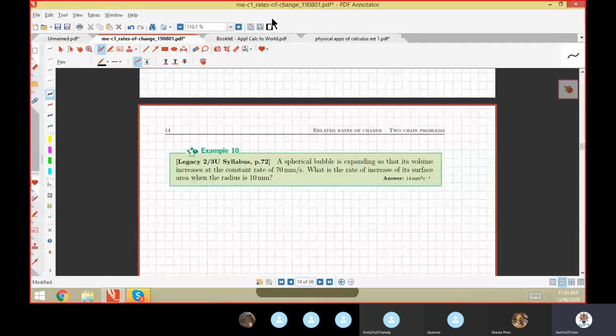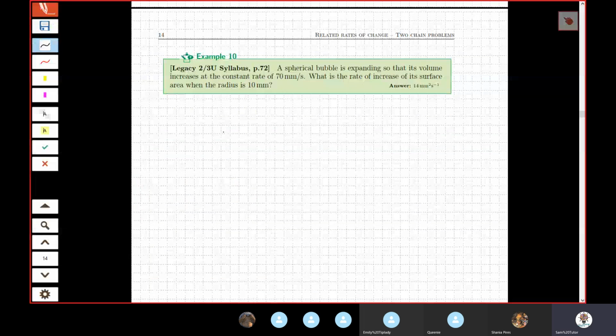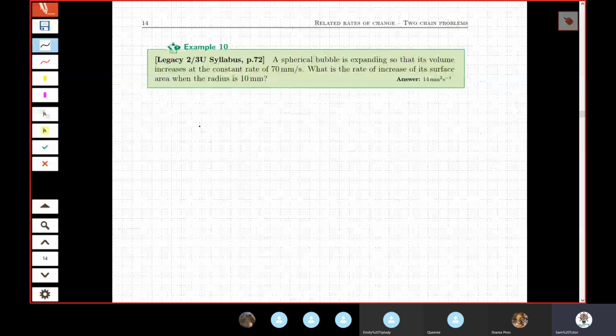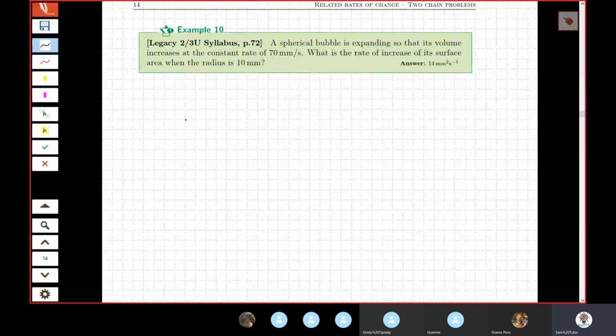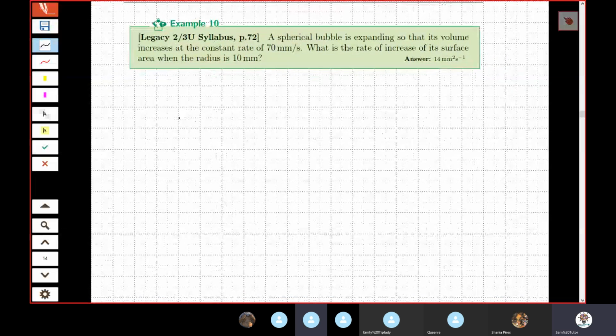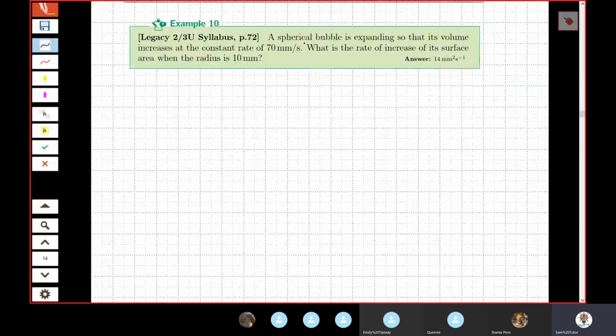Very good. All right, Nada, can we do this one together? Let's try it. Have a read. A spherical bubble is expanding so that its volume increases at the constant rate of... I'm pretty sure that was meant to be cubed, so we'll just adjust it for them. A spherical bubble is expanding so that its volume increases at a constant rate of 70 millimeters cubed per second. What is the rate of increase of its surface area when the radius is 10?